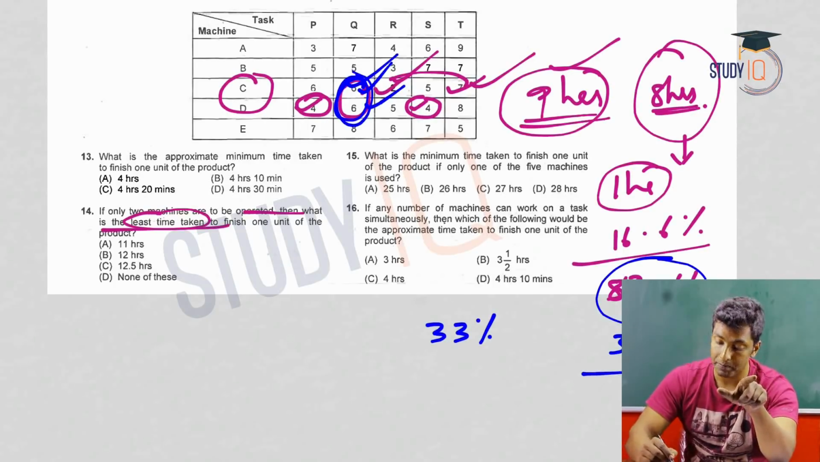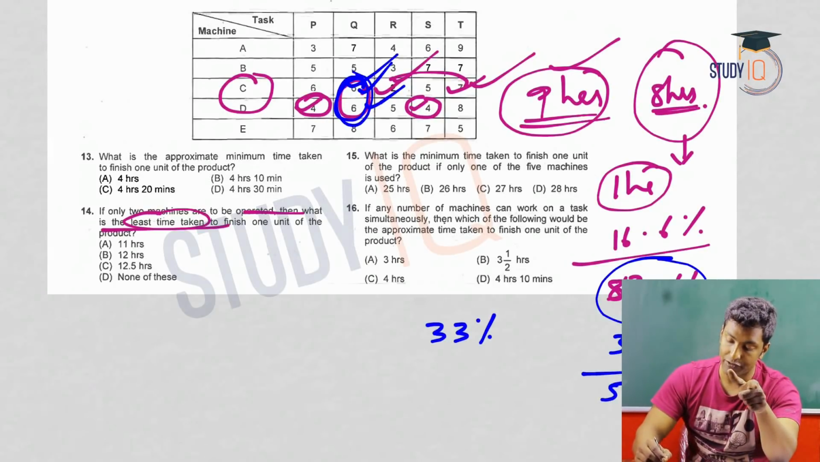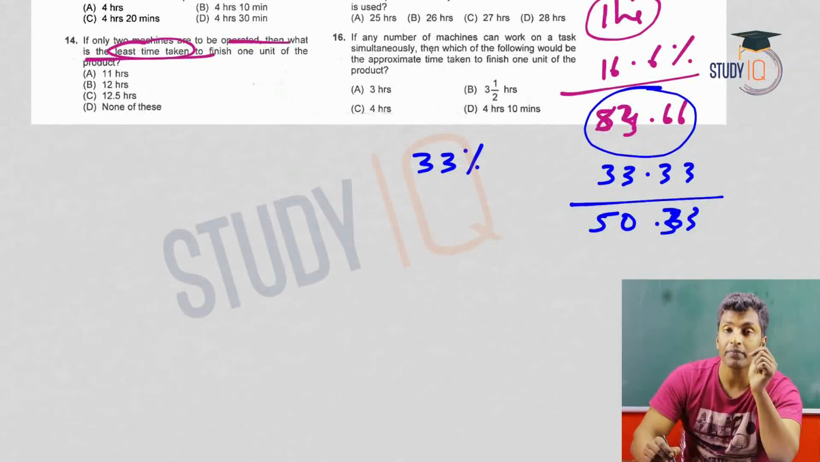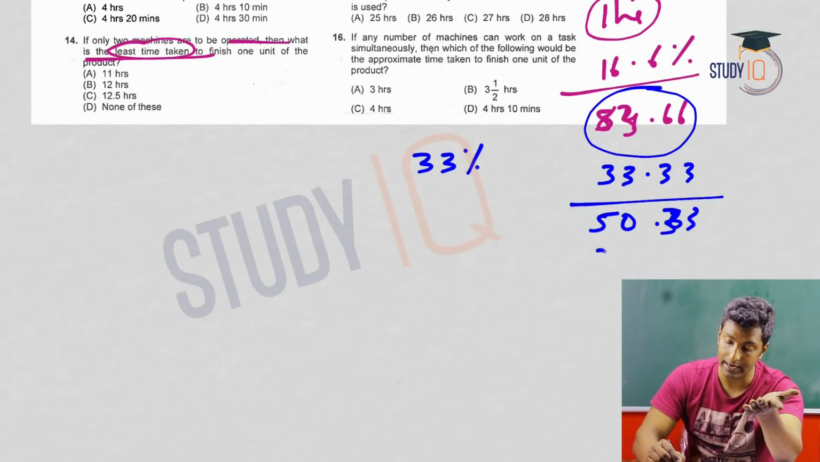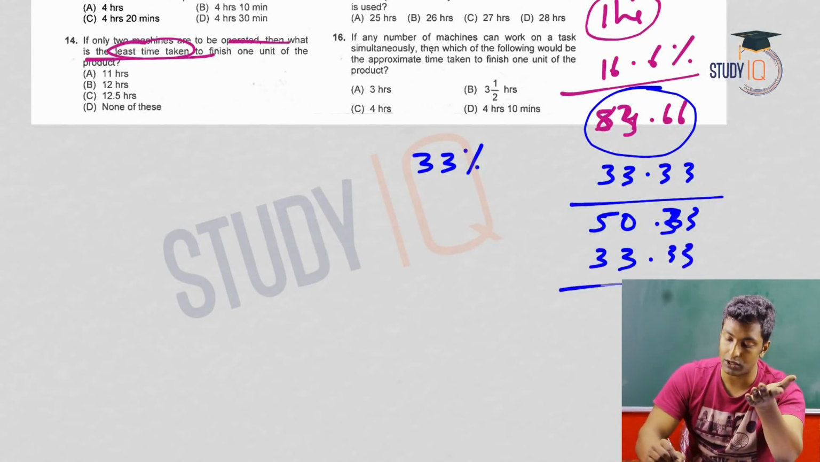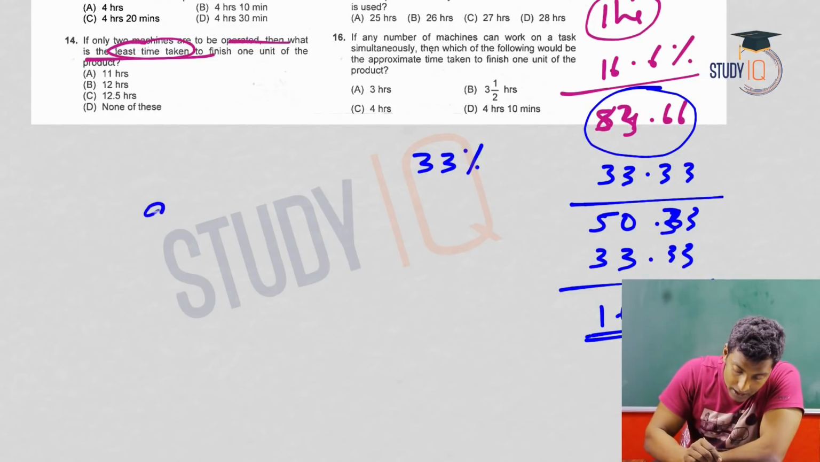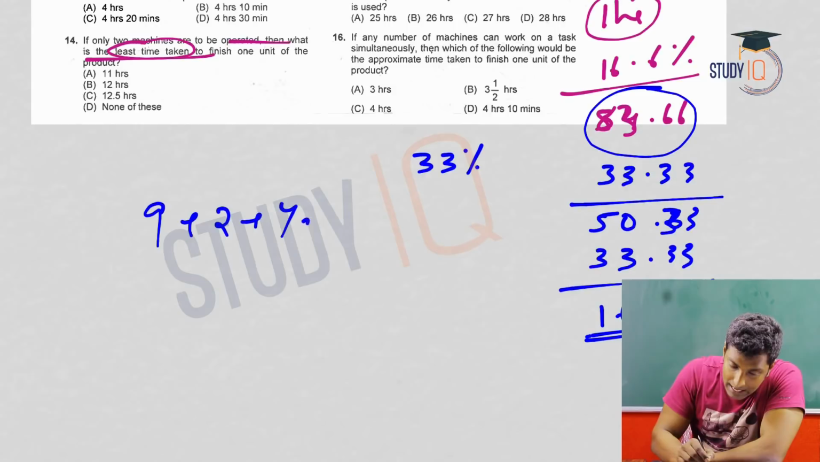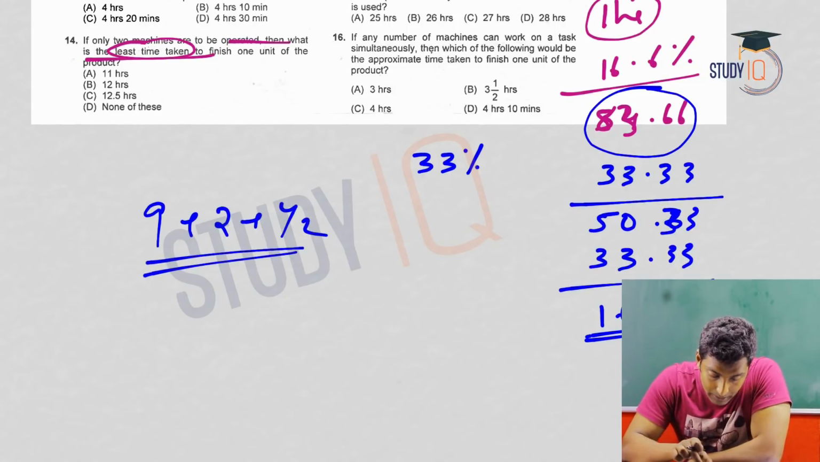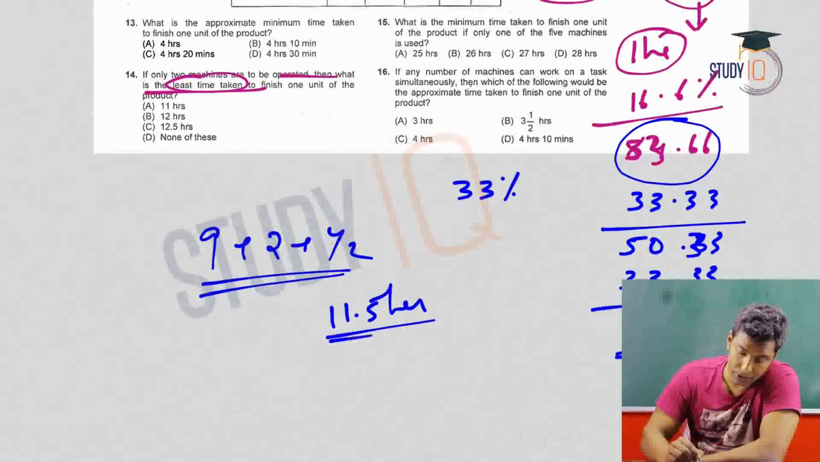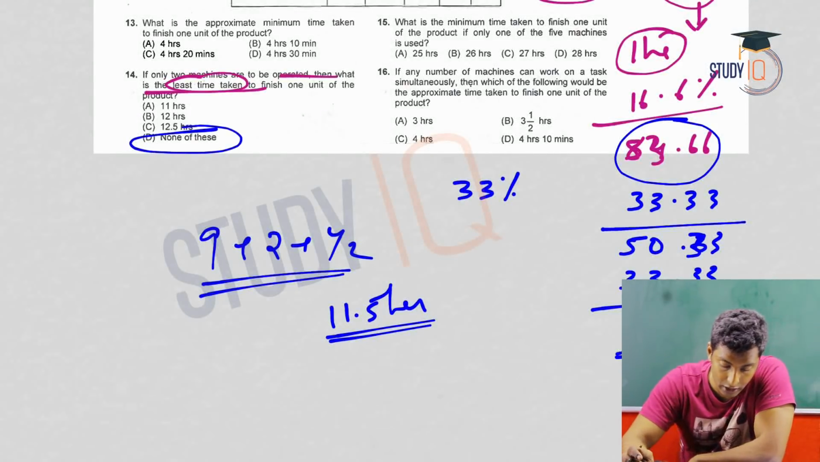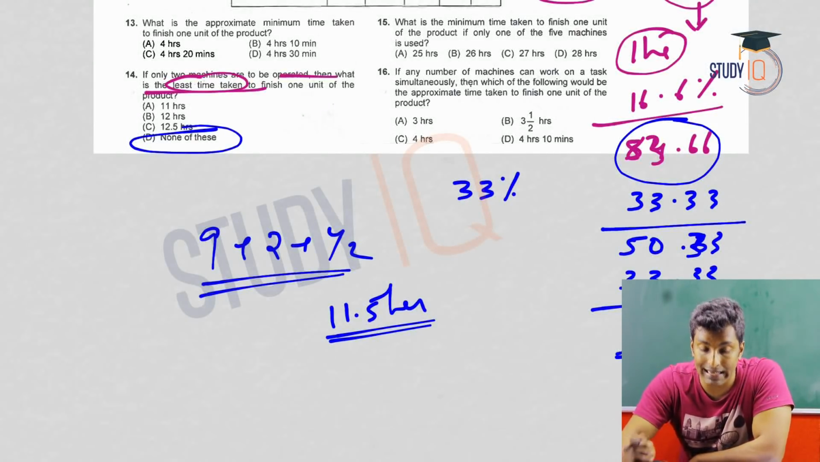How much is left out? 50.33 is left out. In the next 1 hour what is going to happen? They will complete another 33.33, right? So another 33.33 is gone. What is left out? 16.66 is left out. So to do the 16.66 you need half an hour, right? So 9 hours plus 2 hours plus half an hour, your answer is actually 11.5 hours. So which is not there, so you need to pick none of these. Okay, because that is the easiest way, right?